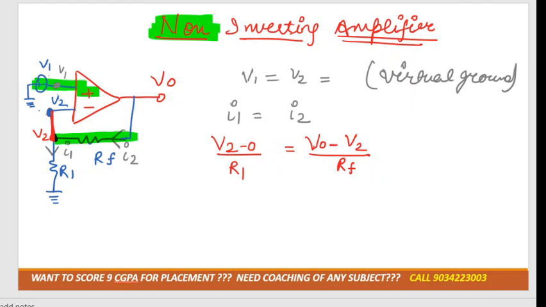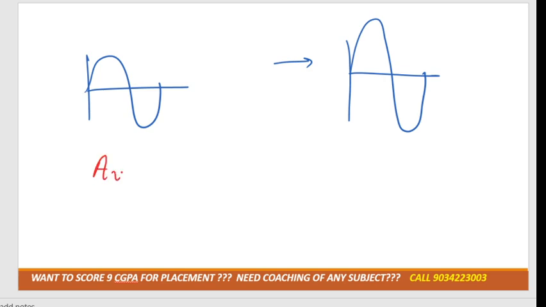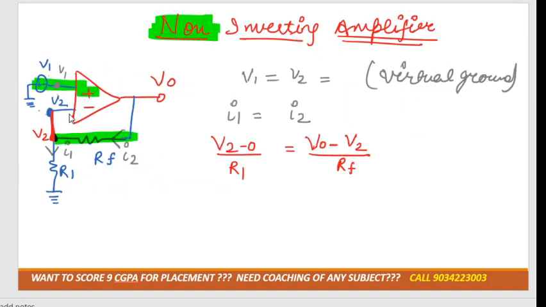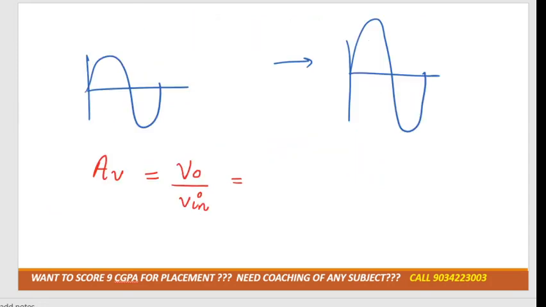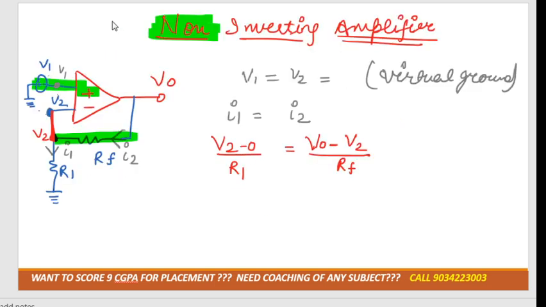Now what we want to calculate, as I told you, is always the voltage gain, and voltage gain is output voltage divided by the input voltage. Here the input voltage we have provided is V1, so we need to calculate V0 by V1, right? So V1 is equal to V2, according to the concept of virtual ground. So we can write V1 by R1 is equal to V0 minus V1 by RF. Can I write it like this?